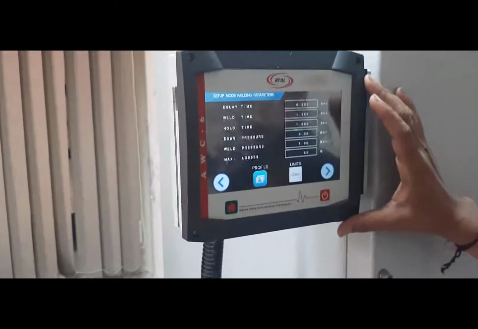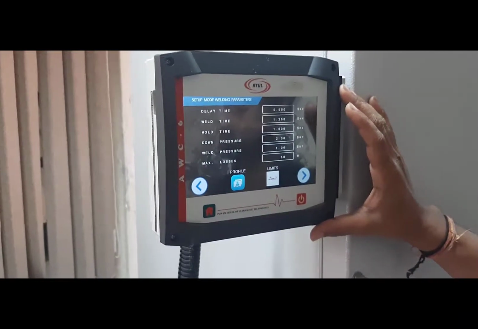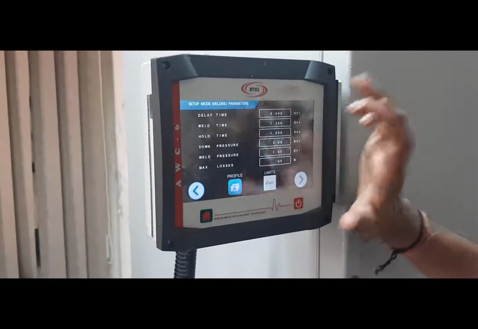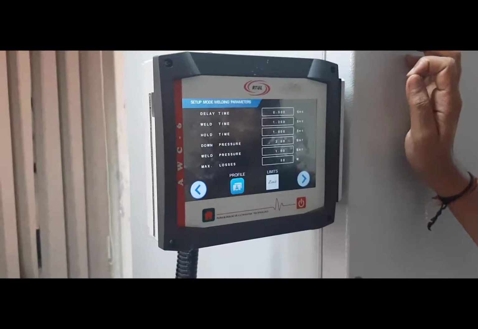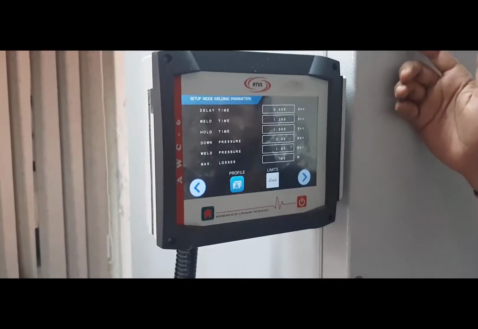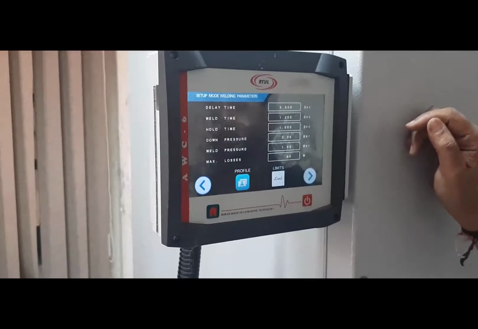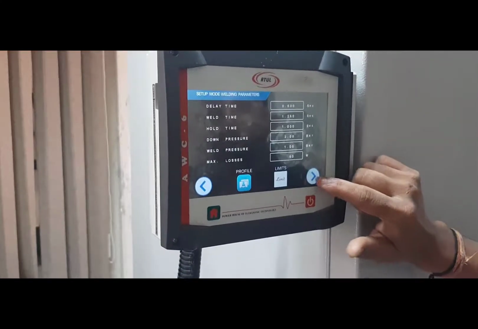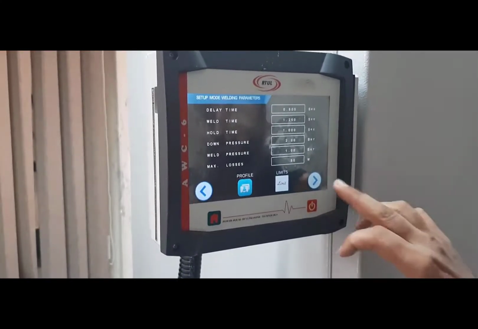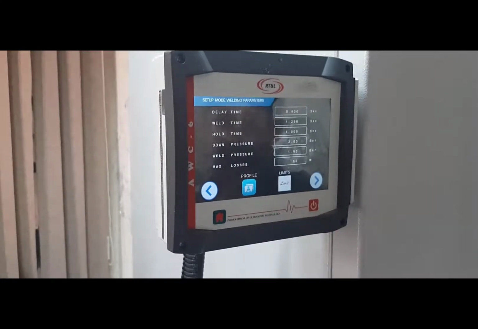So basically we have three parameters to control during the welding process. One is time, one is pressure, and third one is amplitude. So in time we have the weld time. In case of pressure we have welding pressure, and in case of amplitude we have amplitude. Third parameter is amplitude.